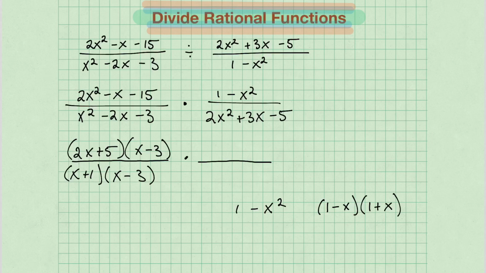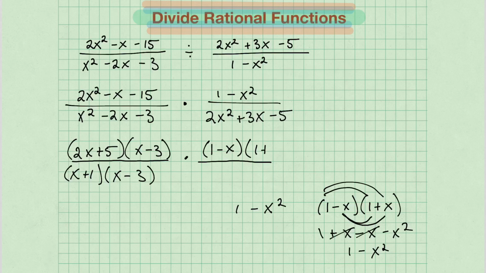So if I multiply these back out, let's go ahead and do that for you. 1 times 1 gives us 1. 1 times positive x gives us positive x. Negative x times 1 gives us negative x. And then negative x times x gives us negative x squared. Okay, these two middle terms cancel out each other. What we're left with is 1 minus x squared. So that's how the difference of squares formula works. So we have for our numerator 1 minus x, 1 plus x.